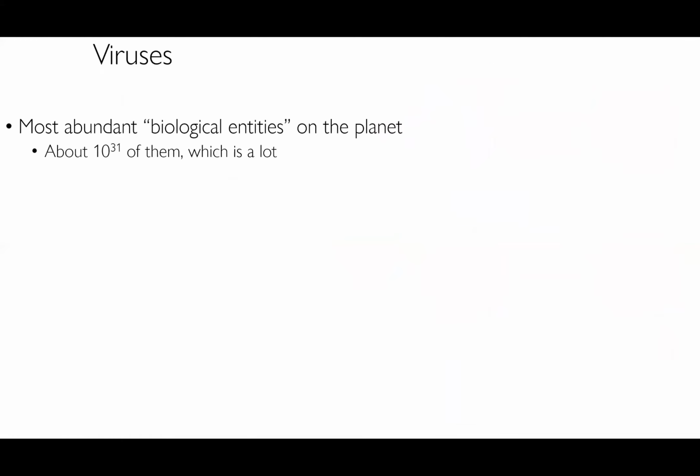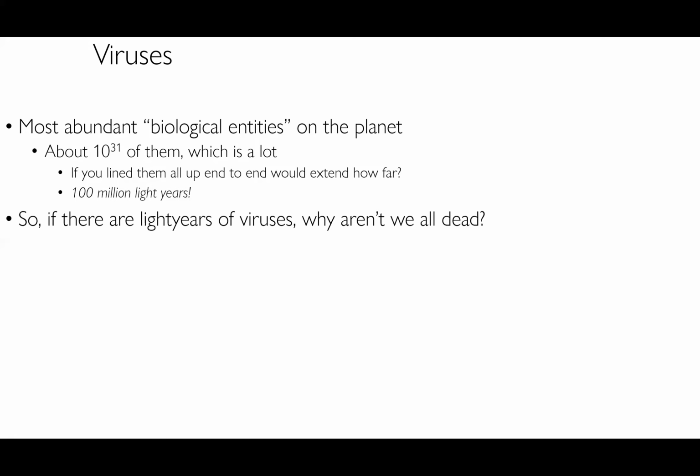Viruses, again, are the most abundant biological entities on the planet. There are about 10^31, which is a lot. We could ask the question, if you line them up end to end, how far would they extend? The answer is 100 million light years. To put that in perspective, our galaxy is not even 100 million light years wide. So viruses are extremely abundant. The next question we can ask is, given how abundant they are and that they're light years long, how are we all not dead?